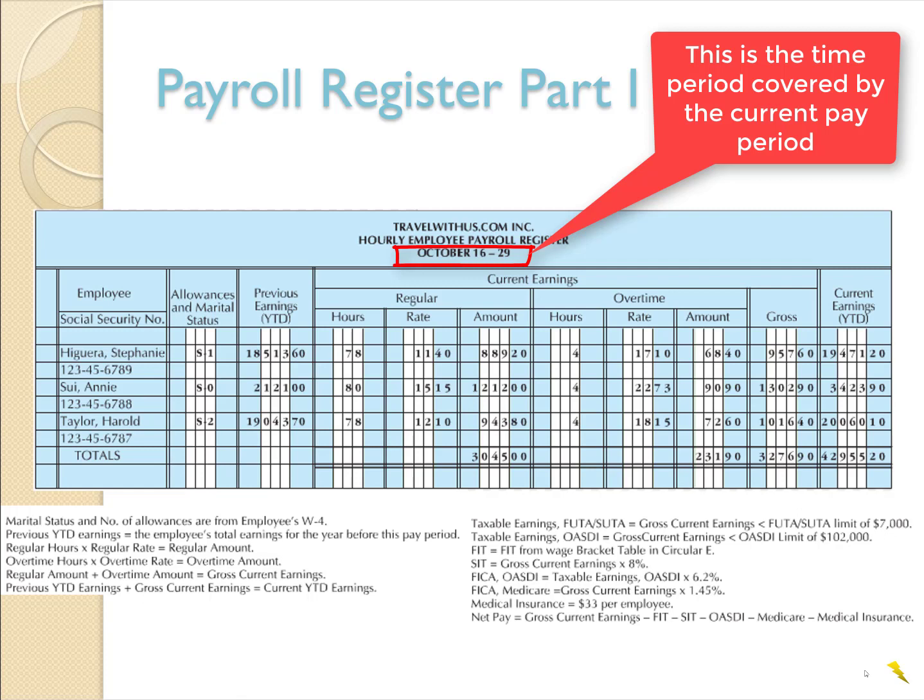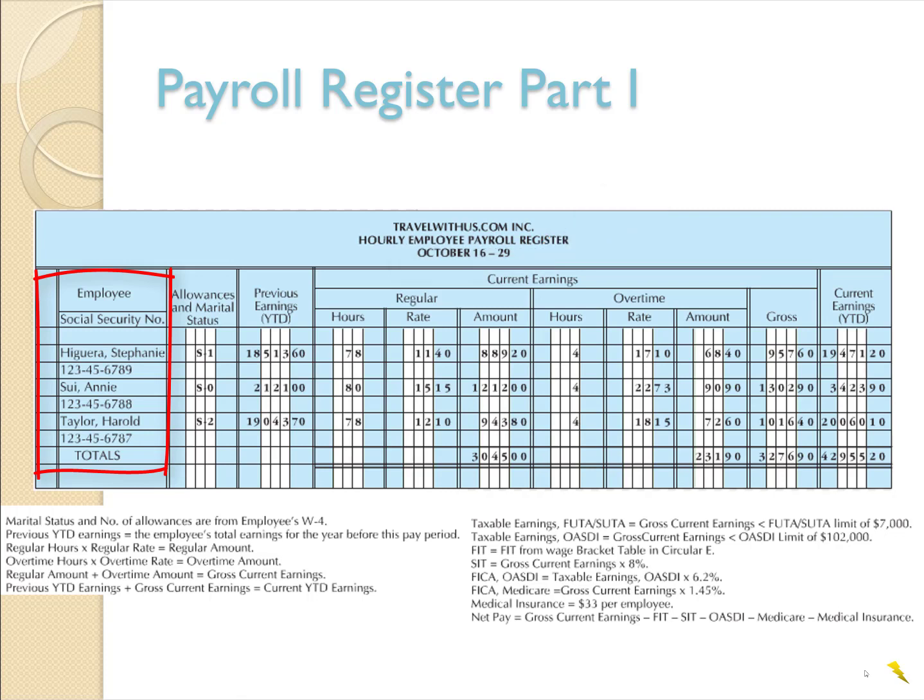And because it's for each pay period, it's going to have a list of all the employees who were paid on that pay period. If we look at the far left column, we notice we have 3 employees: Stephanie Higuera, Annie Swee, I'm not sure how to pronounce that, and Harold Taylor. And it also includes their social security number. The next column, we've got allowances and marital status. So what tax do we need to know their allowances and their marital status? That's for FIT, federal income tax. FIT's the only one that we need the allowance and marital status information for.